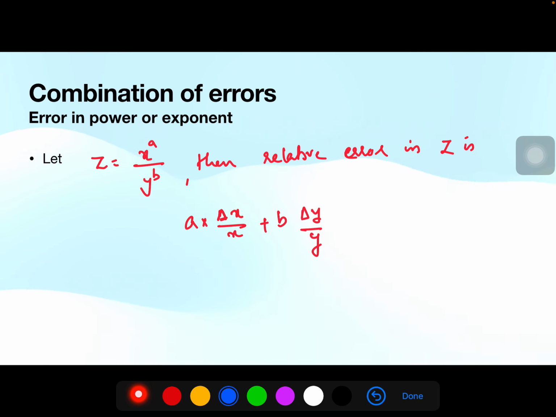So z is equal to x raised to a divided by y raised to b, here a is the exponent. So a into the relative error of x, here it is a division operation. In the previous case we mentioned that if we are using multiplication or division, you have to add the relative errors of each and every measurement, that is why there is the additional term here. And y raised to b is there, the power of the second measurement is b, into the relative error of y. This will be the error in power or exponent terms.